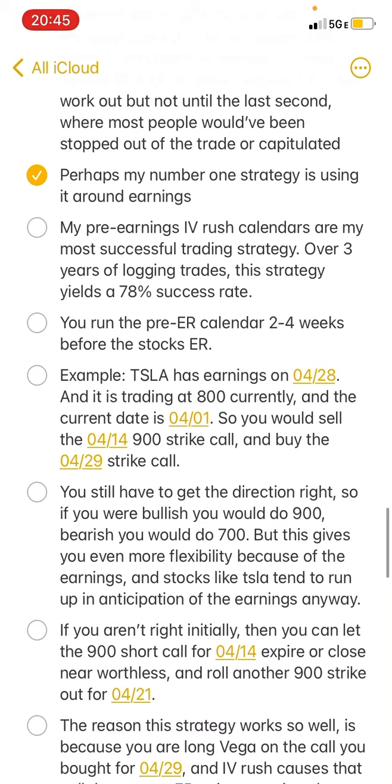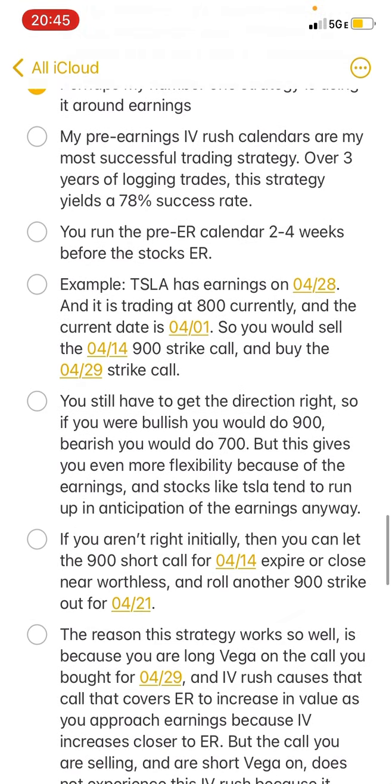So perhaps my number one strategy is using calendar spreads around earnings, okay? My pre-earnings IV rush calendars are my most successful trading strategy that I use by far. Over 3 years of logging trades, this strategy has yielded a 78% success rate. I've been logging these calendar spreads for about 3 years now in my Excel spreadsheet, and they work 78% of the time, right? Pretty good success rate.